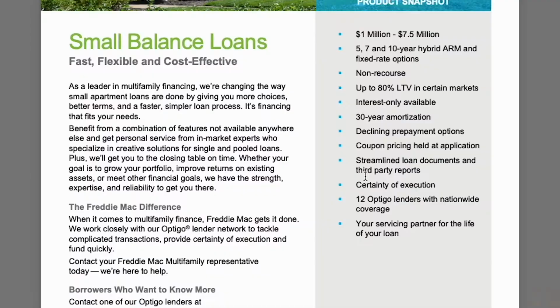So if they tell you your interest rate is going to be 5.16 and 90 days later interest rates have increased to 6.19, you're going to be locked in at that 5.16 interest rate, because they rate lock at application. Okay, so they have streamlined loan products and documents, certainty of execution. They have 12 lenders nationwide, and they are going to service the loan for life.